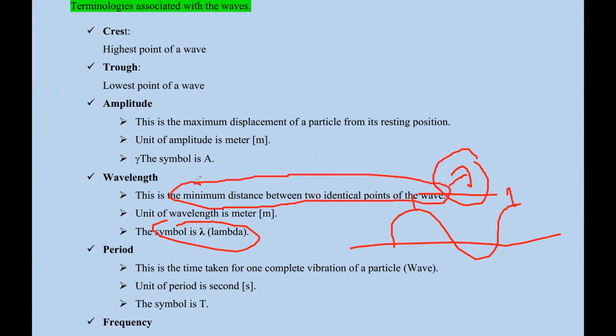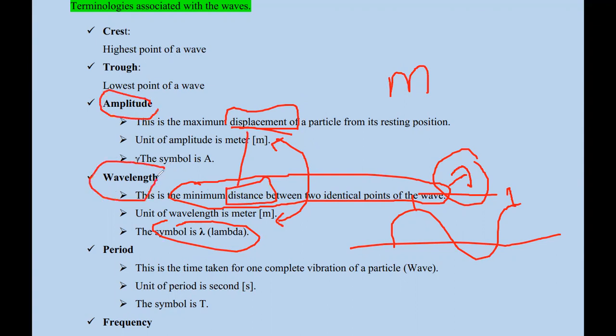For the amplitude, they will use the word displacement. Here they have used the word distance. So remember, the similarity between displacement and distance is that they are both measured in meters. That means both the amplitude as well as the wavelength are measured in meters, except that the symbols are different. Here we use the symbol A, and here the symbol used is the Greek letter lambda.